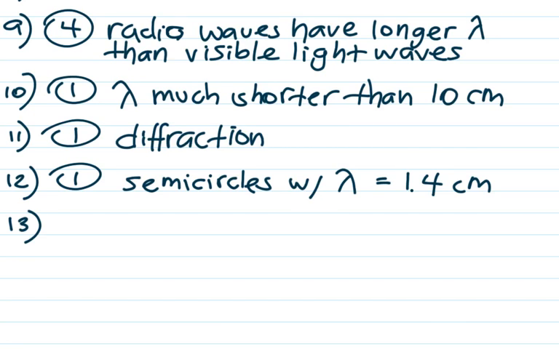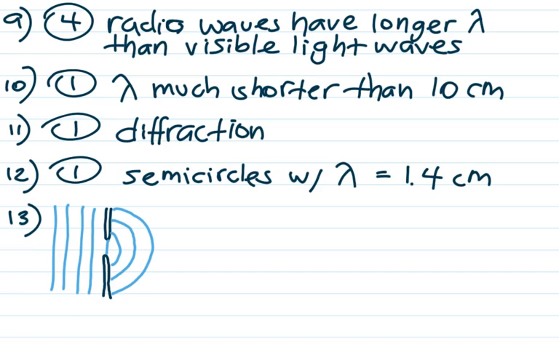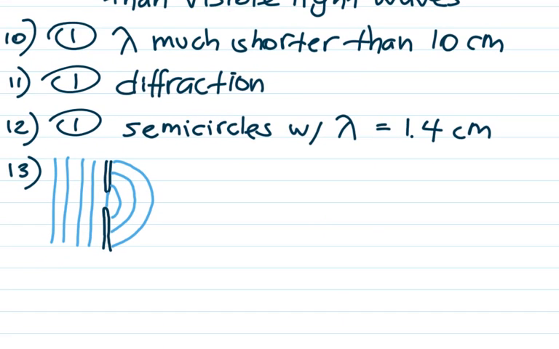And then finally, number 13 is practically identical to number 5, except on 13, they want 3 wavefronts, not 4. And there you have it. Keeping in mind that the wavelength of the waves on the right side should be roughly the same as the wavelength of the waves on the left side. Don't stack them up too much. Don't do this. If you were to stack them up too much so that they're too close together, that would be wrong. Let's get rid of those. There we go. That's our picture right there.